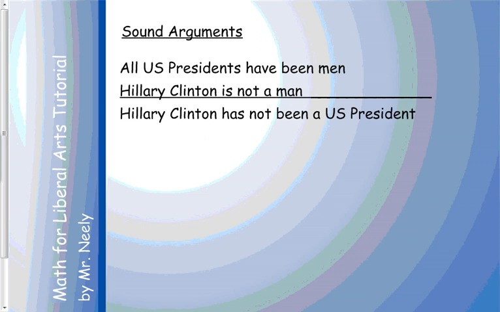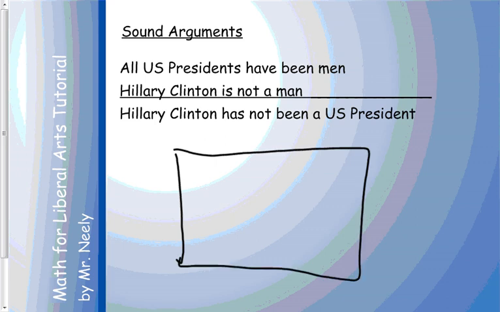So here's an example. All U.S. presidents have been men. Hillary Clinton is not a man. Therefore, Hillary Clinton has not been a U.S. president. Is this a sound argument? So to analyze the argument, I first draw an Euler diagram to decide whether or not it's valid. Okay, so let's let this circle represent all men, and a smaller circle inside there will represent all U.S. presidents. So this is the first statement here, that all U.S. presidents are men. Okay? Hillary Clinton is not a man.